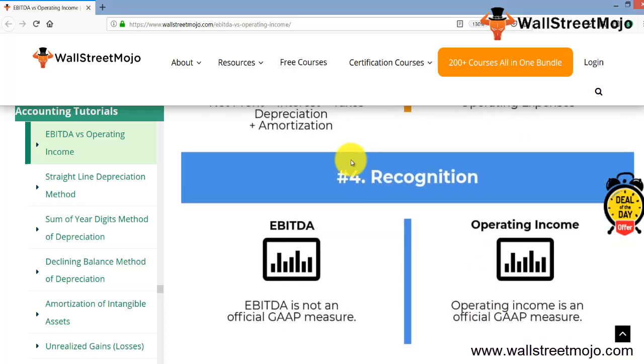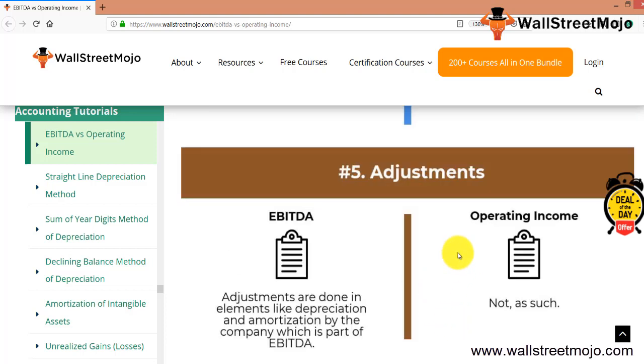We have discussed. Now, fourth, the recognition part. EBITDA is not an official GAAP measure. No, it is not. But operating income, yes, absolutely, it's a GAAP measure. GAAP measure means your US GAAP or maybe IFRS. Now, what are the adjustments? Adjustments are made for elements like the non-cash expenditures like depreciation and amortization by the company. And over here, no such adjustments are made. Direct calculations are made, and there is no other external data that has been fluctuated here or there.